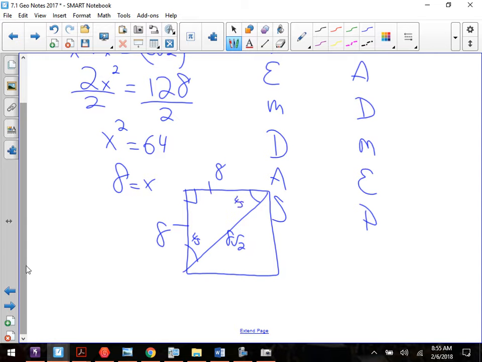This triangle here is actually what we call a special right triangle. It's called a 45-45-90 right triangle, and these guys have special ratios of sides: something times the square root of 2.